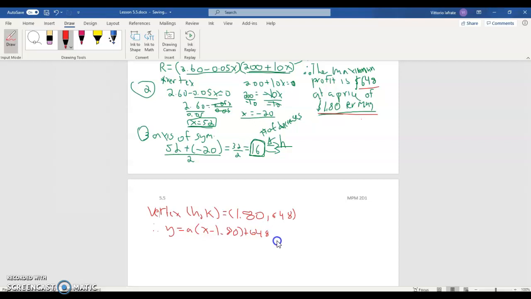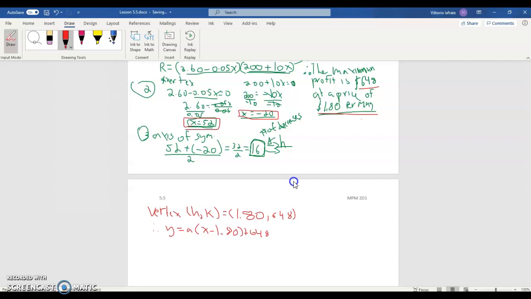And so now using any of the points that we have from the previous example, we can find our a value. We have a 0 at 52, 0. Or we could do negative 20, 0. It doesn't really matter. I'm going to choose 52, 0. You'll choose negative 20, 0 and see if you get the same answer. You should.